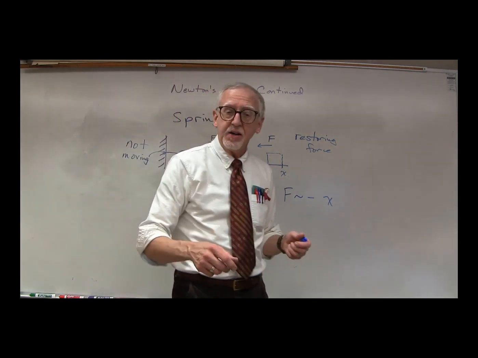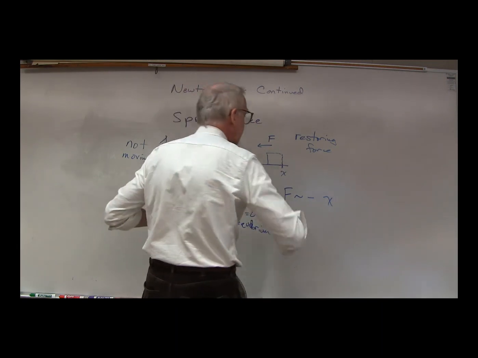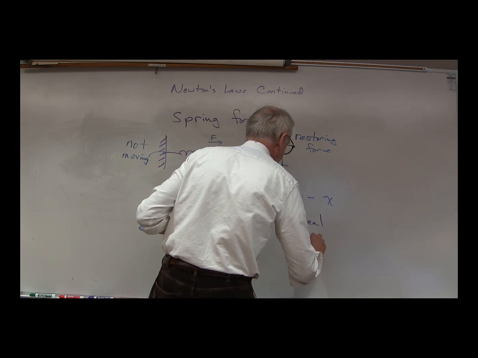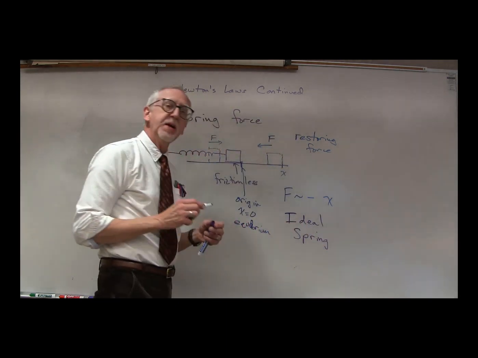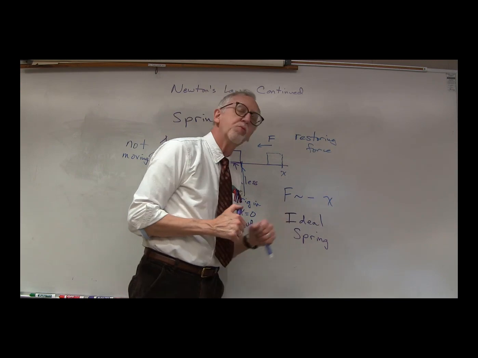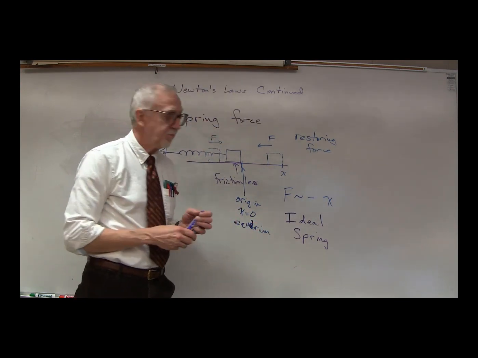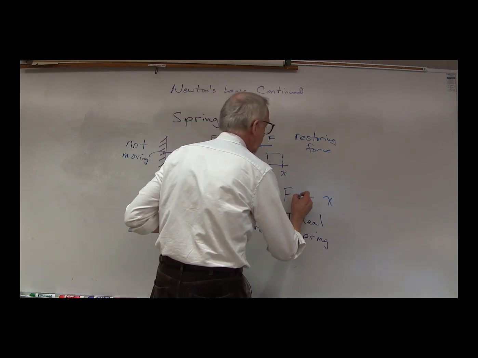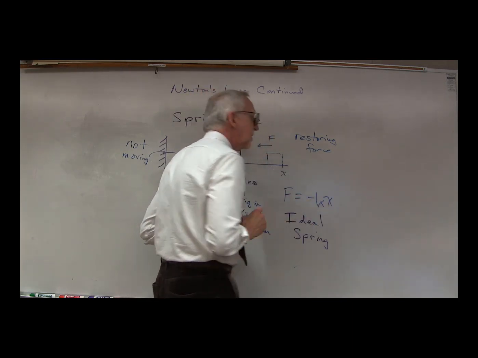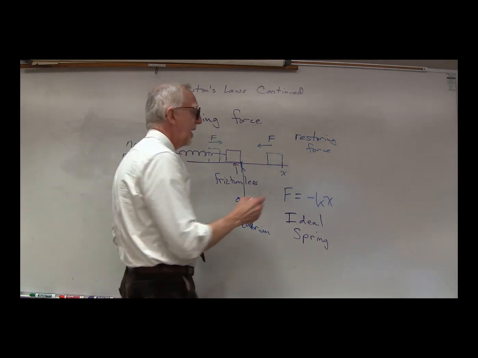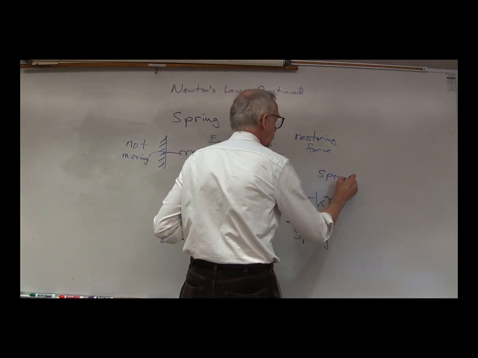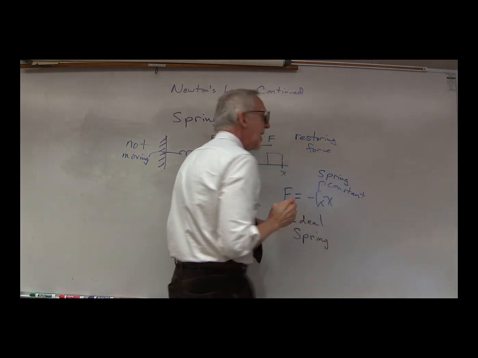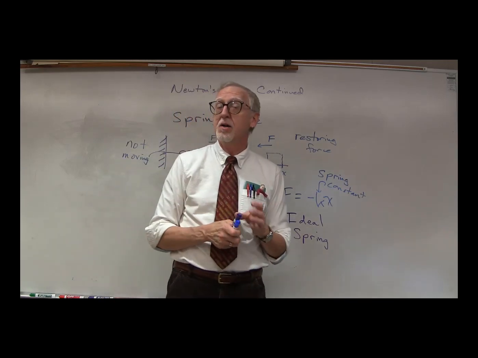But if we define what we'll call an ideal spring, an ideal spring is one where the force is actually directly proportional to the displacement. What we can do then is actually turn this into an equality and put in a constant of proportionality, k. k is called the spring constant. And it tells us basically how strong the spring is.